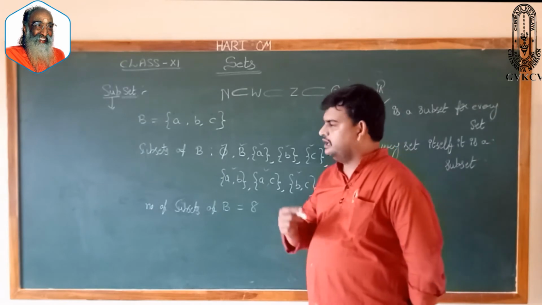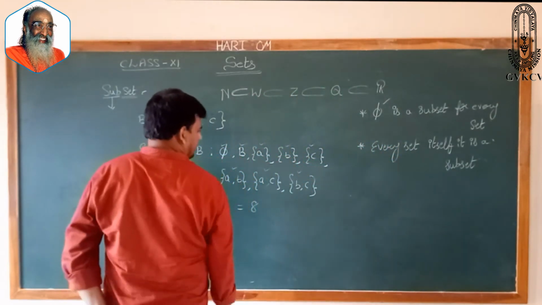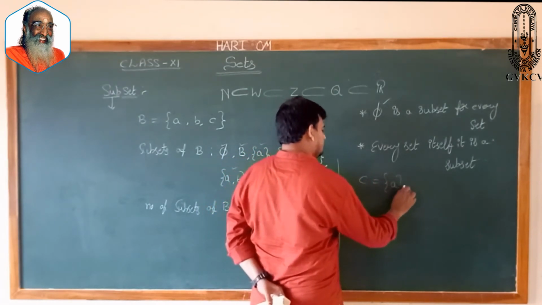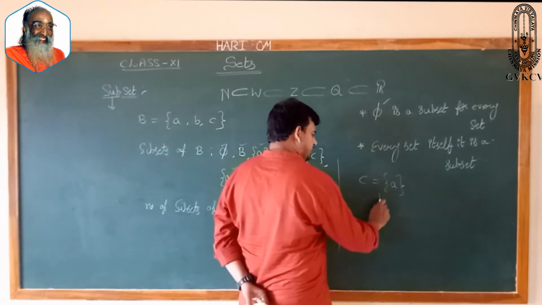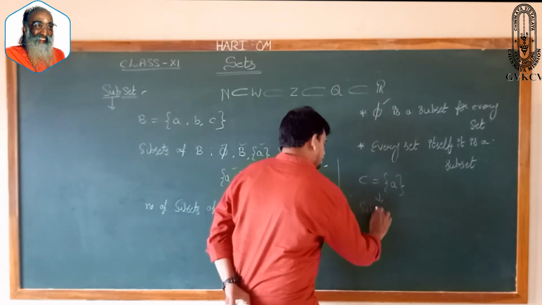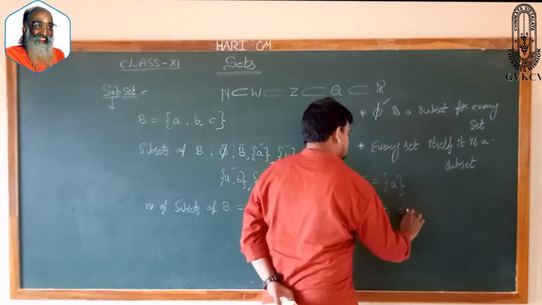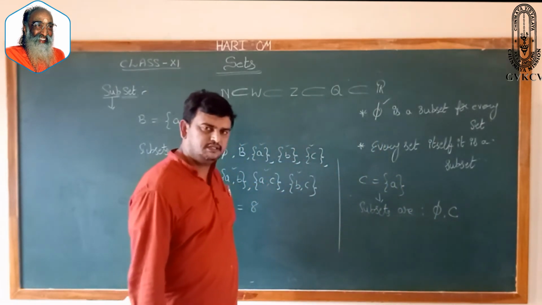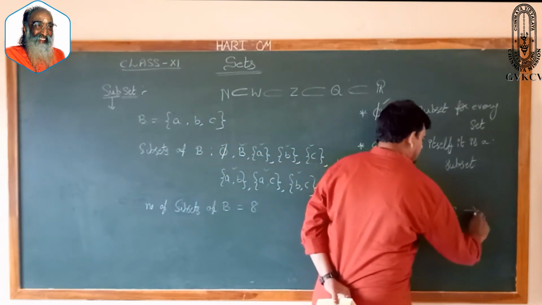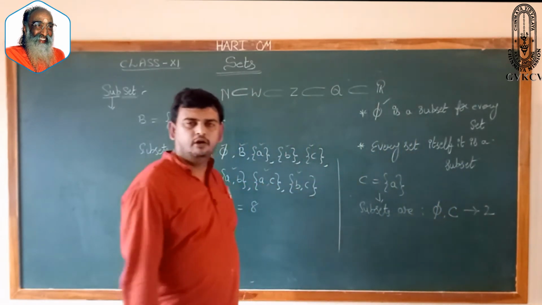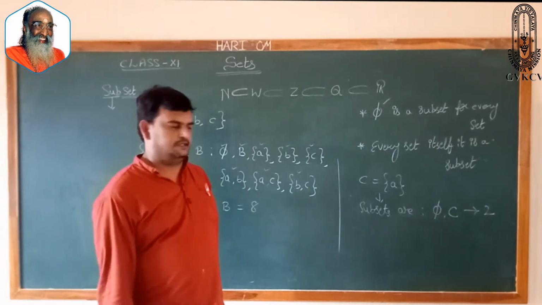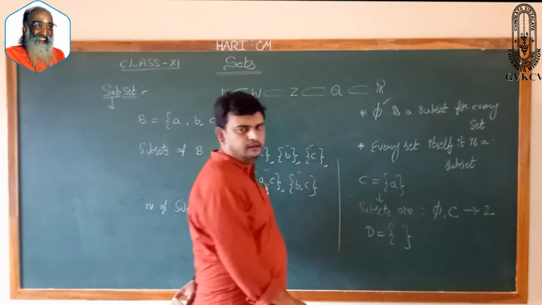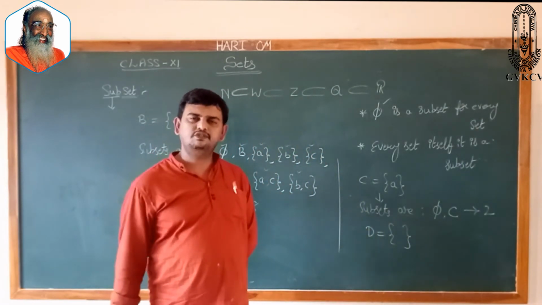Now let us see when we have only 1 element. For example, set C has only the element A. Now, what are the subsets we have here? Subsets are phi and the set itself. How many subsets do we have? Only 2 subsets. If you have an empty set, D is equal to the empty set, meaning phi.